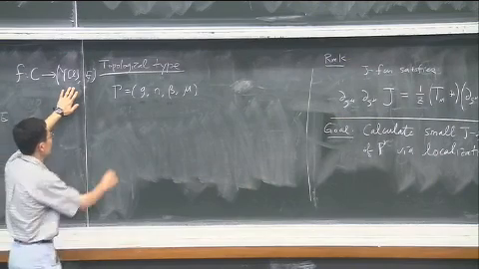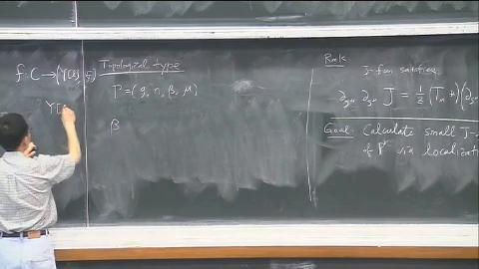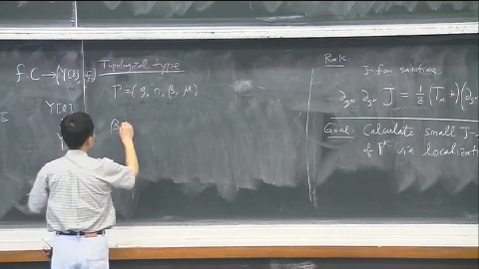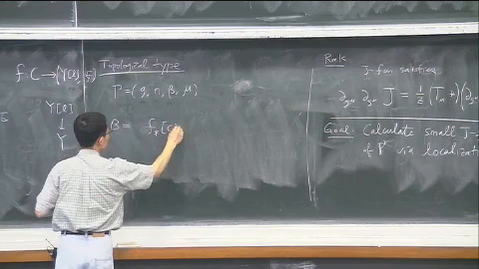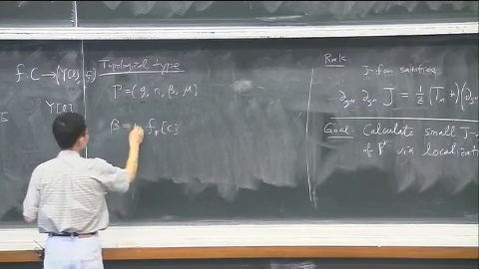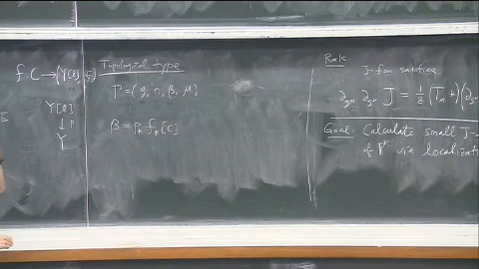Y_L has a natural contraction to Y. Let me call this P. Beta is defined to be the pushforward under P, again a class in Y, not a class in Y_L. Because L keeps changing, I don't want to specify it.